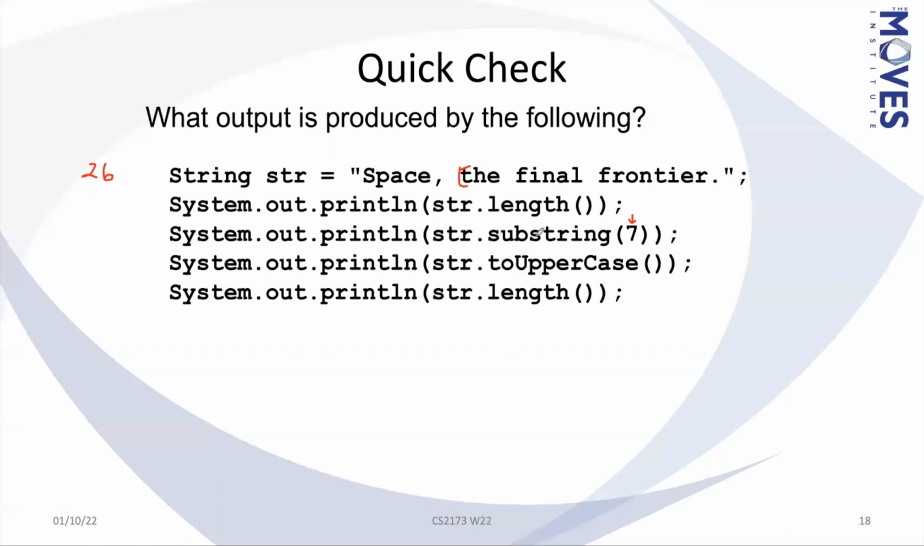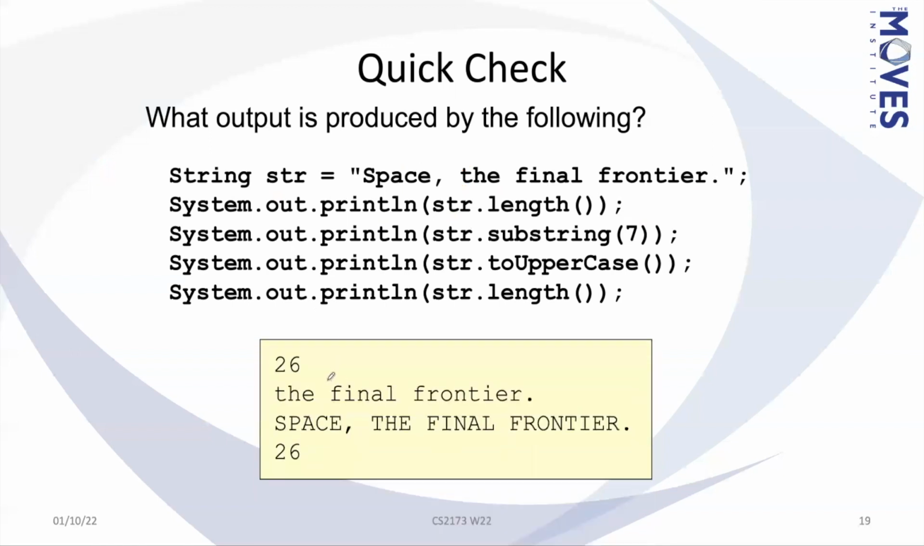And even though I've taken the substring, the length will still be 26. So let's see if that's okay. 26. Okay, "the final frontier", uppercase the whole thing, and the string is still 26 because we have not changed the string. So this right here created a new string and returned it, and all we did was print it, but it did not affect this. And likewise, when we made it uppercase, that created a new string, and we printed that, but it did not affect string. If we were to print string again, it would still look like this.